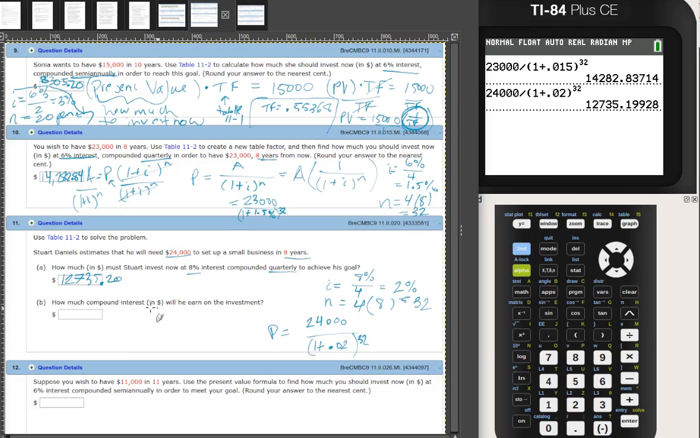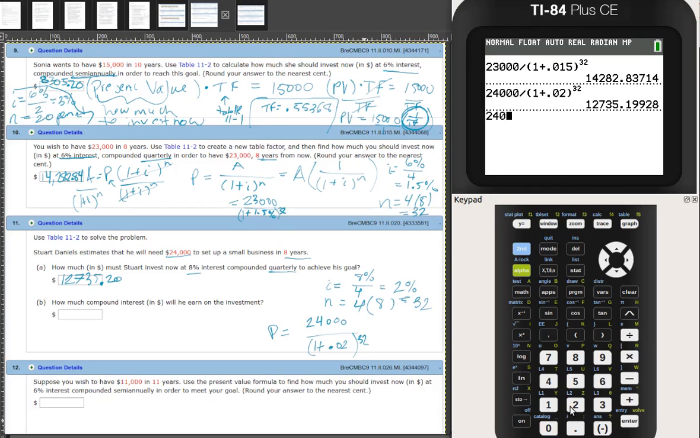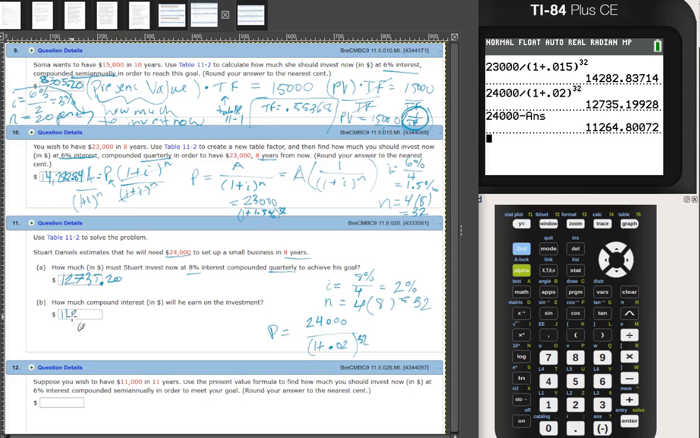And this is how much compound interest will he earn on the investment. So it's asking what is the difference basically between what it's worth at the end, which is the 24,000, and how much he invested at the beginning. It almost doubled, not quite. He gained $11,264.80.